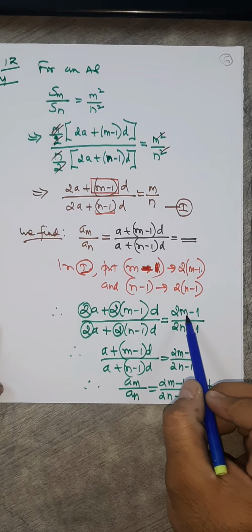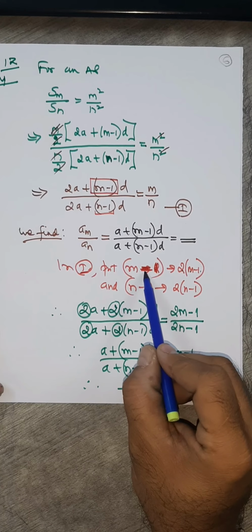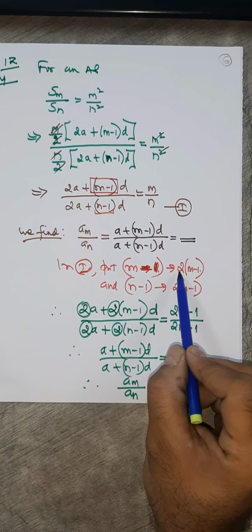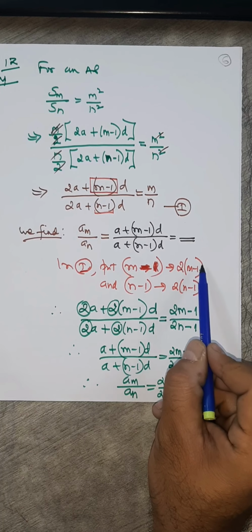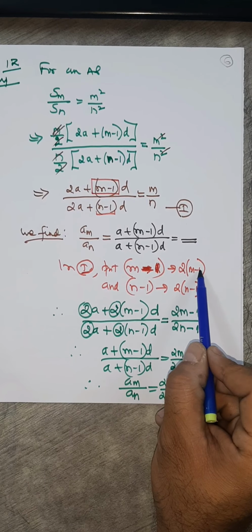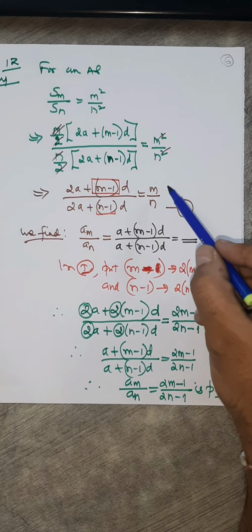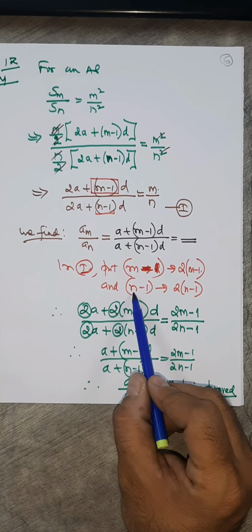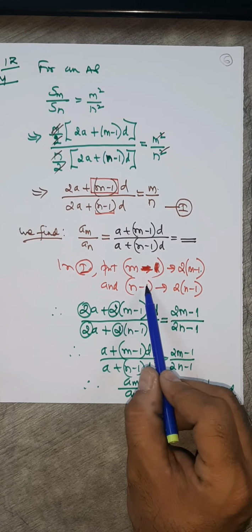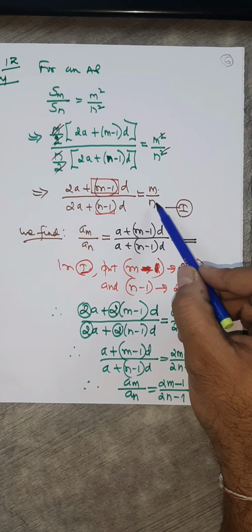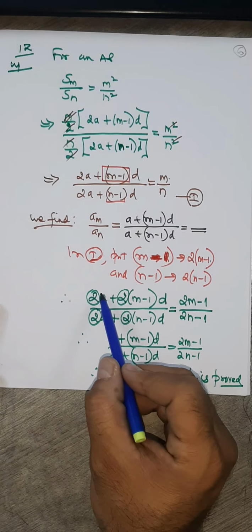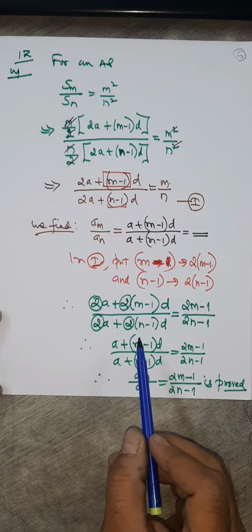I'll just go to this part. See, what is m minus 1? That is 2m minus 2. Take 1 on the other side. So it is 2m minus 2 plus 1. So 2m minus 1. So I place the value of m. What's the value of n? 2n minus 2 plus 1. So 2n minus 1 are placed here. And then, you know, this 2 will get cancelled and so on.